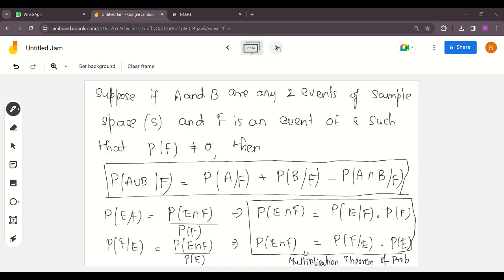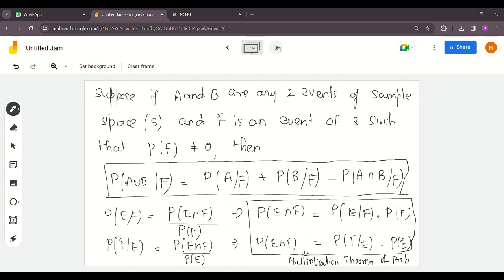Now this is nothing but the addition theorem of probability, which we learned in very lower classes. The same theorem I have used here, and I have extended it for conditional probability as well. Suppose A, B and F are all events under S such that P of F is not equal to 0, then P of A union B bar F, that is the probability of A union B happening when F has already happened, is equal to P of A bar F plus P of B bar F minus P of A intersection B bar F.